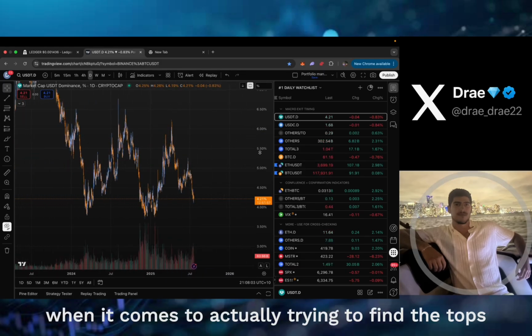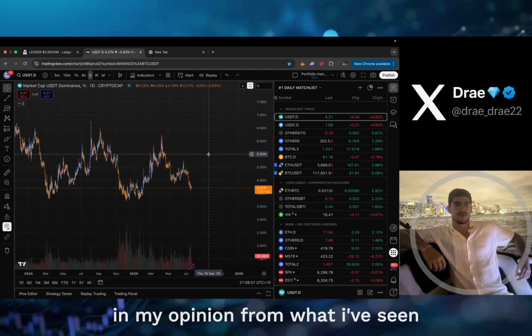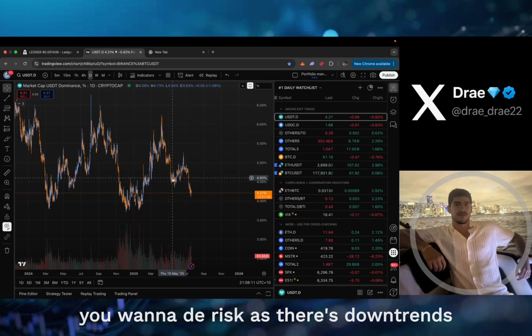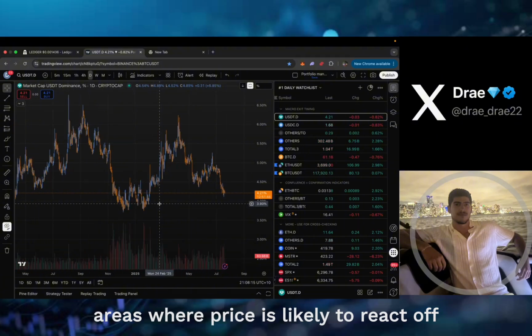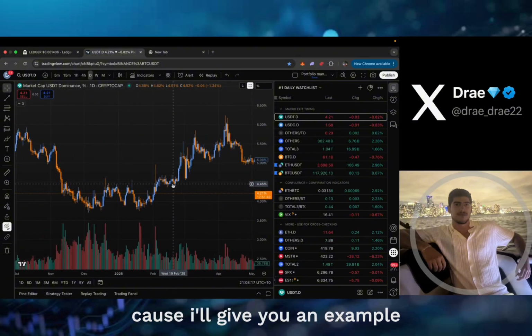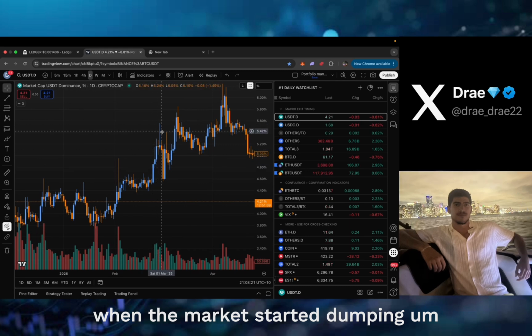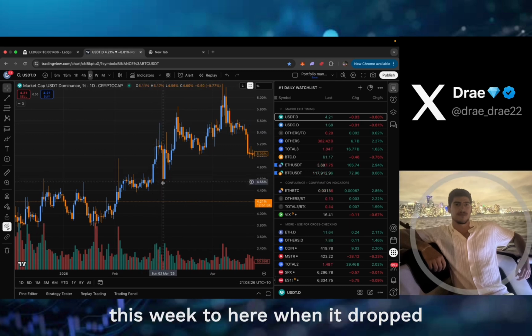And so when it comes to actually trying to find the tops with USDT dominance, in my opinion, from what I've seen, you want to sell while there are downtrends. You want to de-risk as there are downtrends. But more specifically, look for support areas where price is likely to react off. Because I'll give you an example. I remember around the start of the year when the market started dumping, USDT dominance went from here, this wick, to here.